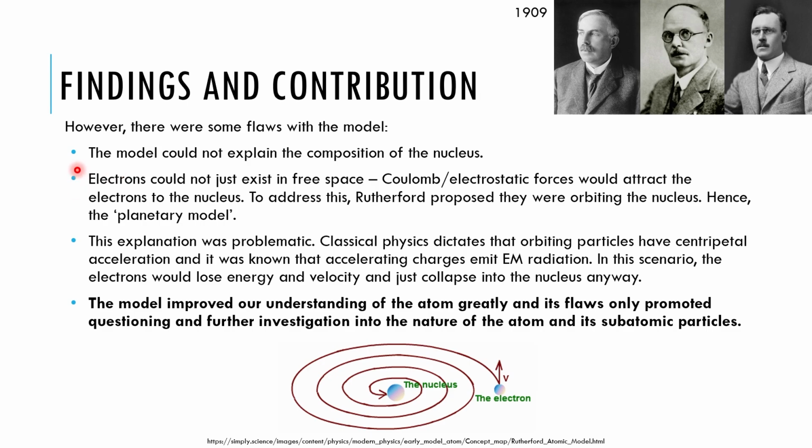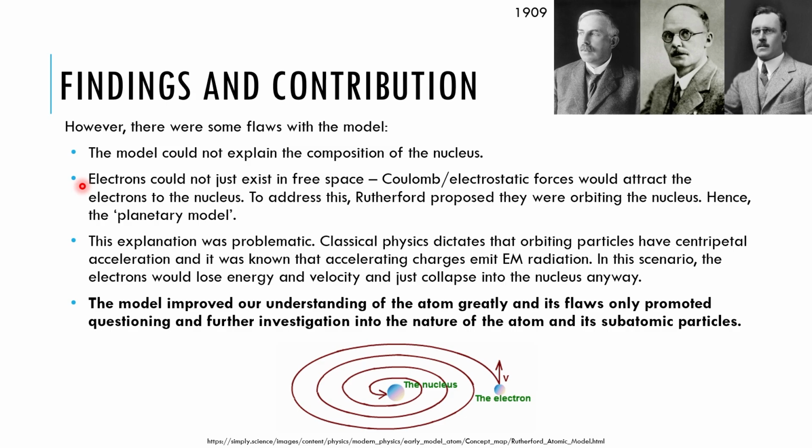Another issue was the electron. The electron itself had to be somewhere. And if there was a dense positive mass in the center and the electrons were just simply existing in free space, we would expect to see that the electrons would collapse in towards the nucleus due to Coulomb attraction. And as said before, to address this, Rutherford suggested that they were simply just orbiting the nucleus like a planet. Except this came with issues and a lot of pushback.